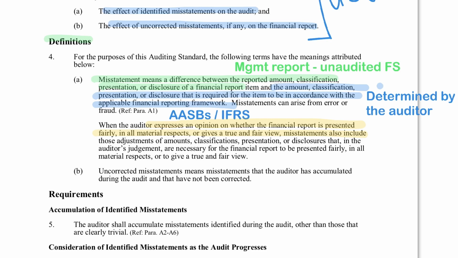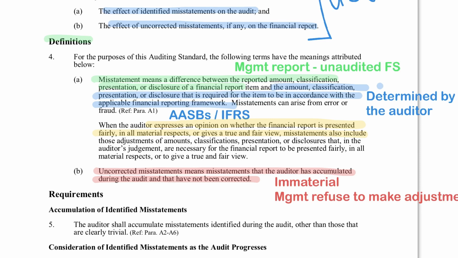What exactly are the uncorrected misstatements? That's misstatements that the auditor has accumulated that have not been corrected. Now, they might not be corrected because we determine that they're immaterial. All right. So that's normally the reason, or they could be immaterial or management refuse to make the adjustment.